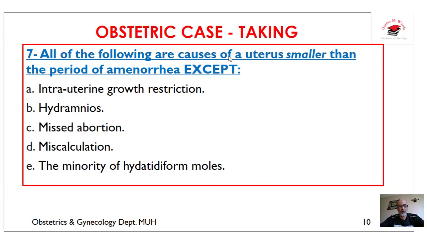All of the following are causes of the uterus smaller than the period of amenorrhea, except intra-uterine growth restriction, hydramnios, missed abortion, miscalculation, the minority of hydatidiform mole smaller than the period of amenorrhea. So the hydramnios is the exception. It is a cause of uterus larger than the period of amenorrhea.